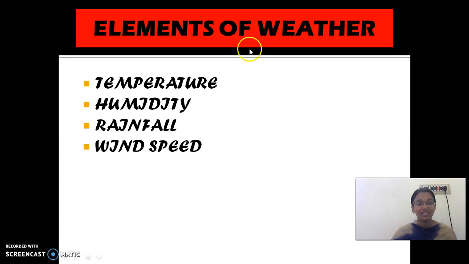So, what are the elements of weather? Temperature, humidity, rainfall and wind speed are called the elements of weather, because weather depends on all these four things. Weather depends on all these four things, so they are called the elements of weather.